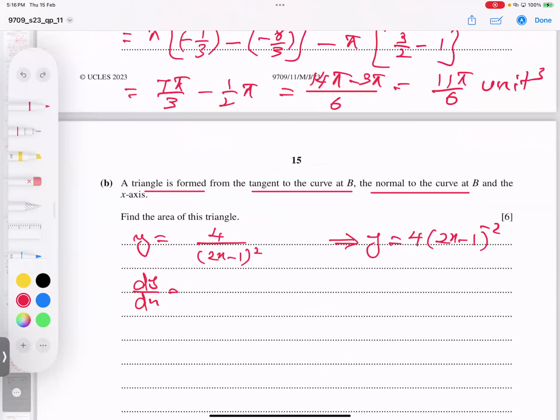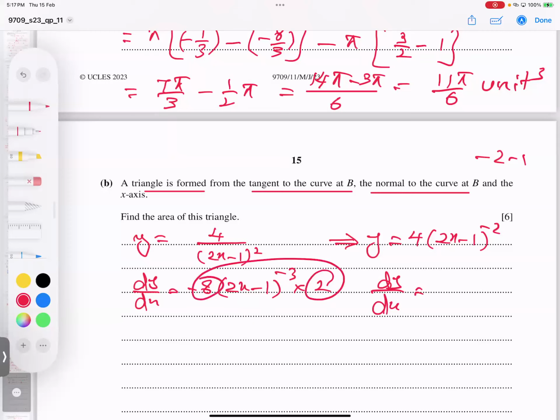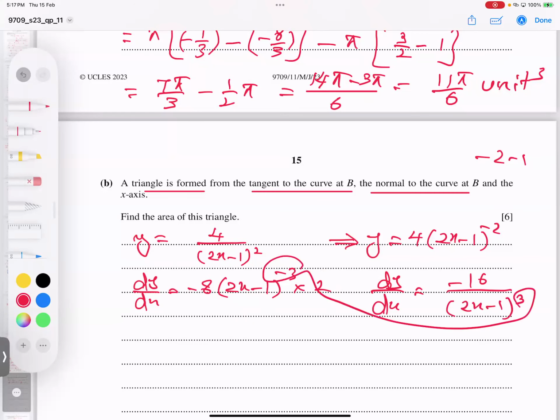So I'm differentiating. The power comes down, multiply with 4, minus 8. And the power is one less: 1 less means minus 2, minus 1, so minus 3. And multiply by the derivative of the base. Many students miss this too. Please don't miss this 2. This 2 comes from where? The base derivative: 2x has a 2 and 1 has a 0. So 2 only. Finally, I'm writing dy over dx. Simplify maximum: 2 times 8 is 16. So I'm writing minus 16 over (2x minus 1) to the power 3. Negative because I brought it down.